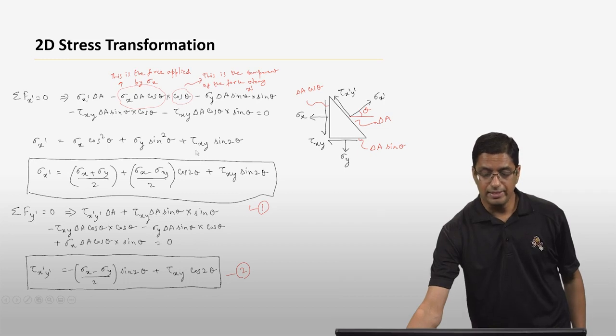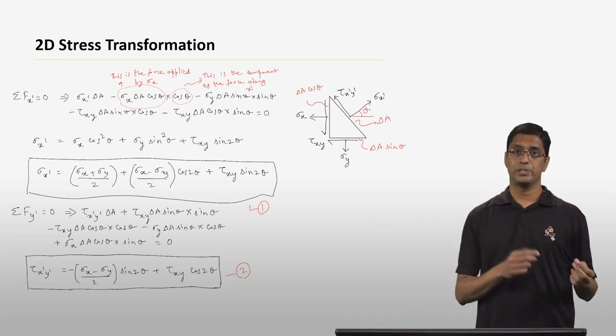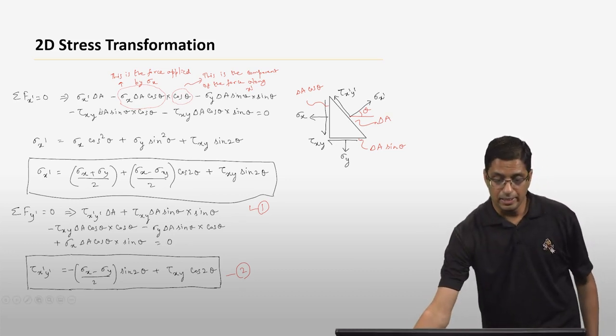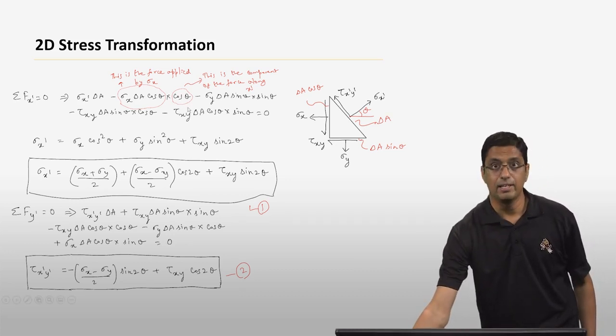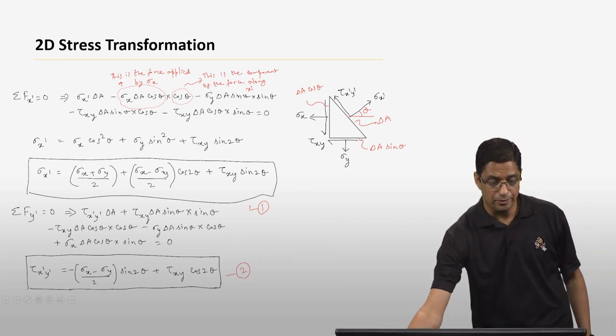Okay, and the reason that you get sine 2 theta is because sine 2 theta is 2 sine theta cosine theta, and if you look at here, these two terms are identical and they have a sine theta cosine theta. So if you add them twice, essentially it becomes sine 2 theta. Okay, that is how you get this equation.